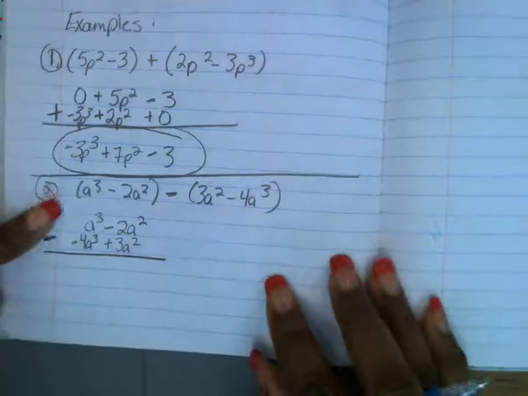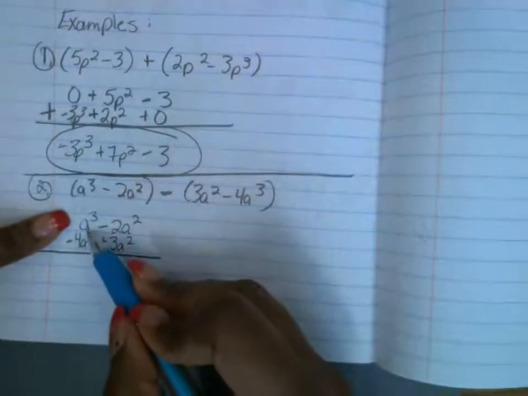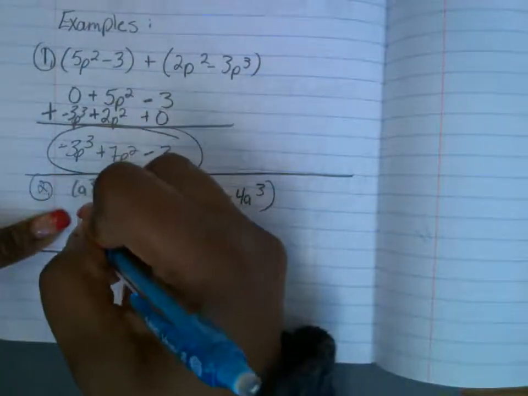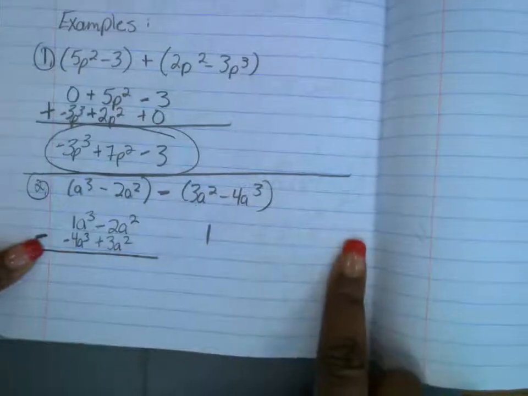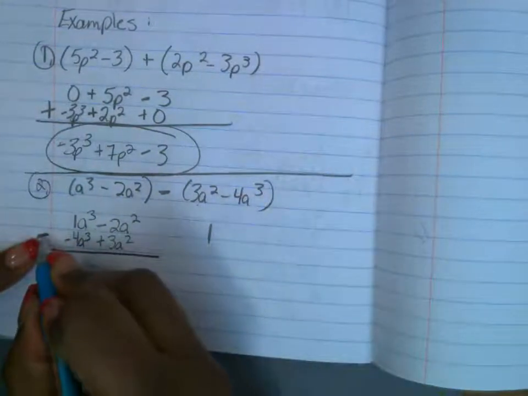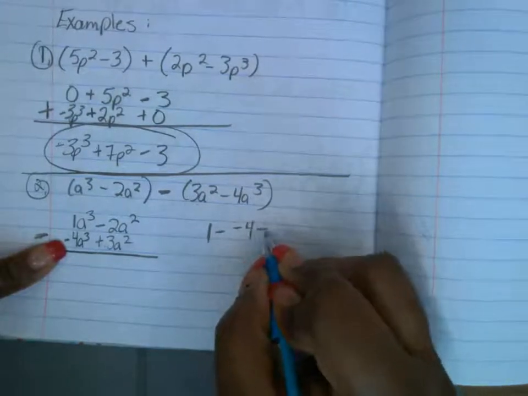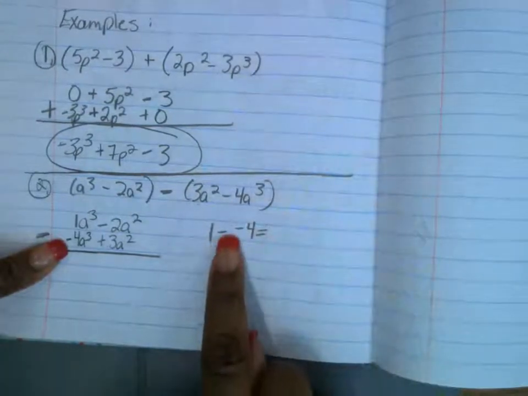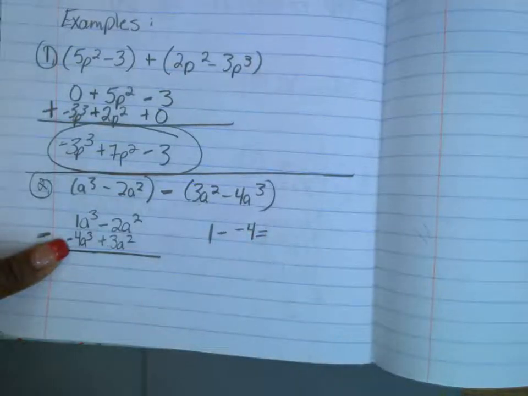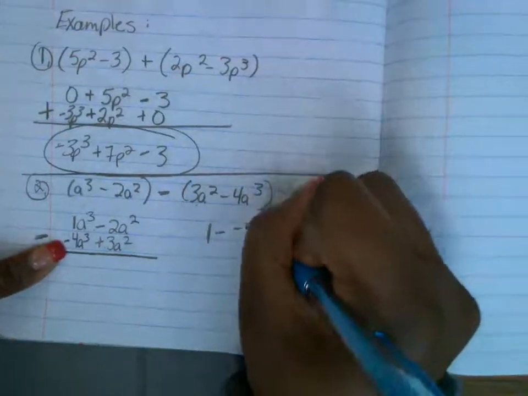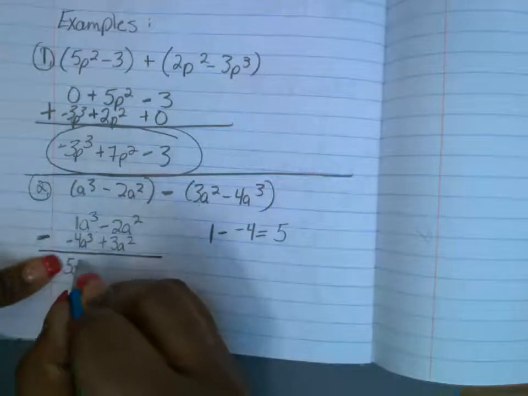Okay, so now let's subtract. There's automatically a 1 in front of this variable. So what you have is 1, and it's easier sometimes to see it side by side. So we have 1 minus a negative 4. What does this equal? What's 1 minus a negative 4? And 5. Okay. So this is going to be 5a to the third power.